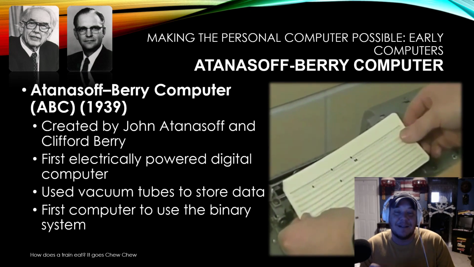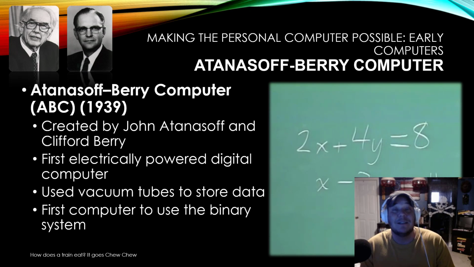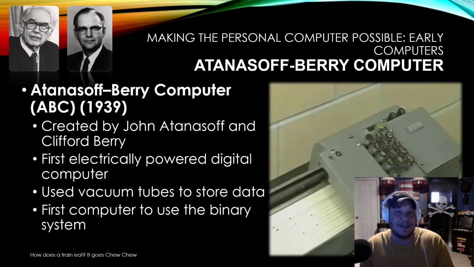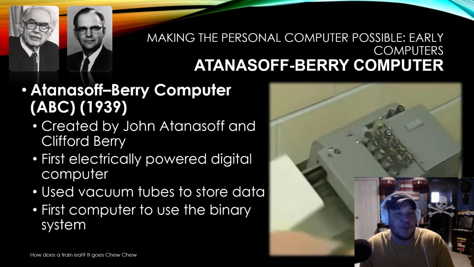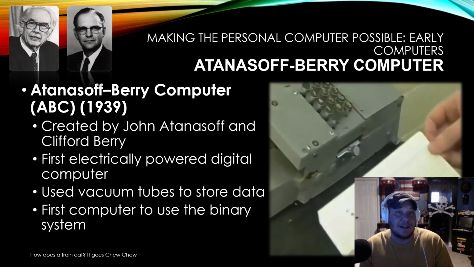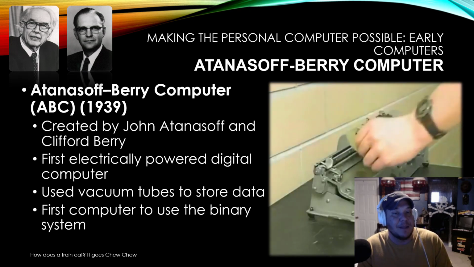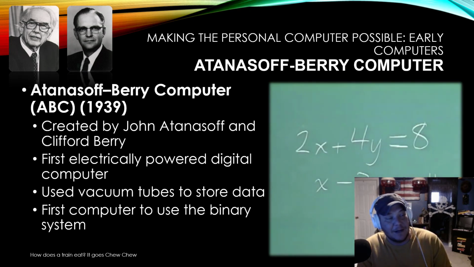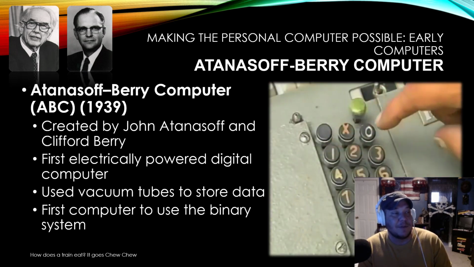John Atanasoff and Clifford Berry built this first electronically powered digital computer. So we're talking about no more punch cards. Called the Atanasoff-Berry Computer, or ABC. This computer is first to use vacuum tubes to store data, and most importantly, it was the very first computer to use the binary system, a series of ones and zeros. The design of the ABC would end up being central to almost every single future computer system. Now you can see here, it could do more complex mathematics, variables and those types of things.